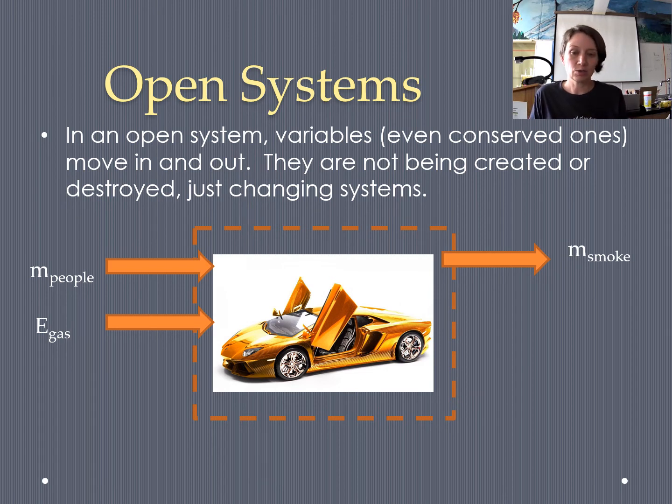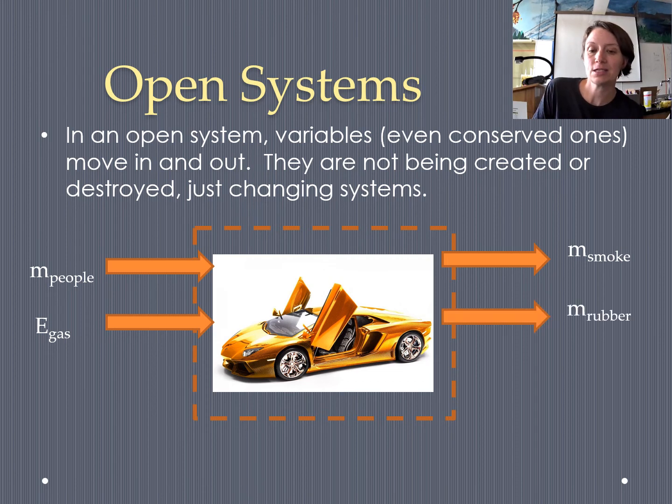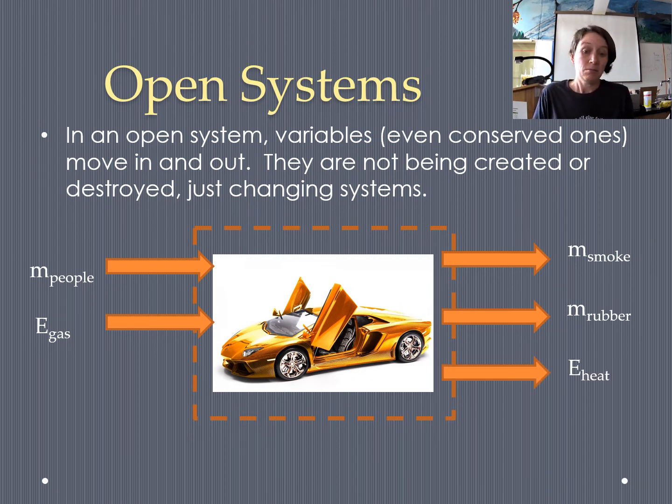Things are going to come out as well. Smoke comes out of the tailpipe, so that's mass leaving the system. Maybe rubber comes out of the system because the car squeals out at a stop sign or something and leaves some rubber on the road. And energy might come out of that system in the form of heat, for example. So this is a good system to handle with an open system because we have all of these conserved variables, but they're really hard to track. They're moving in and out of the system.